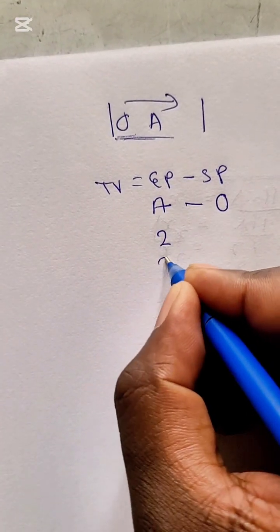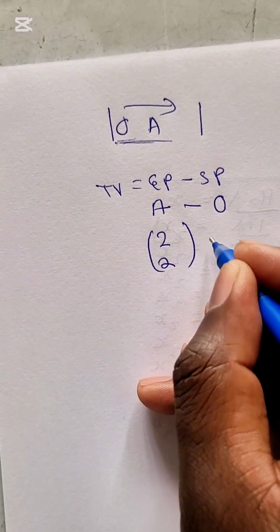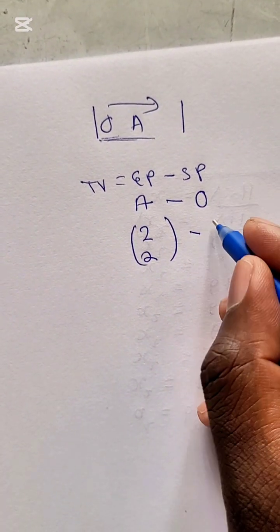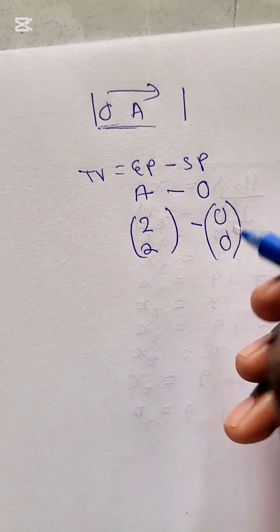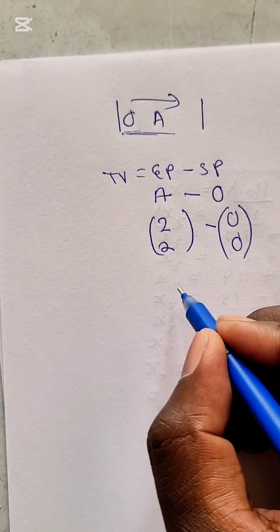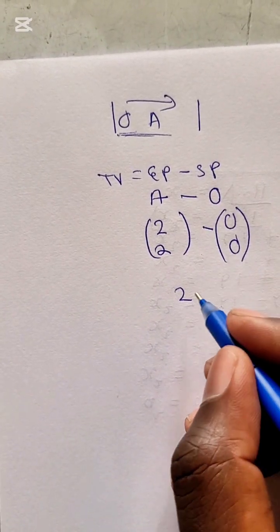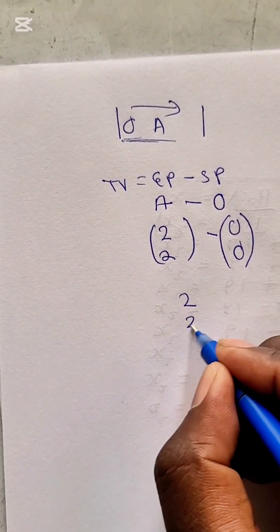So the coordinates of A is (2, 2) minus the coordinates of O. O is the center, the origin, so it's (0, 0). So we're left with 2 minus 0, that's 2, and 2 minus 0, that's 2.